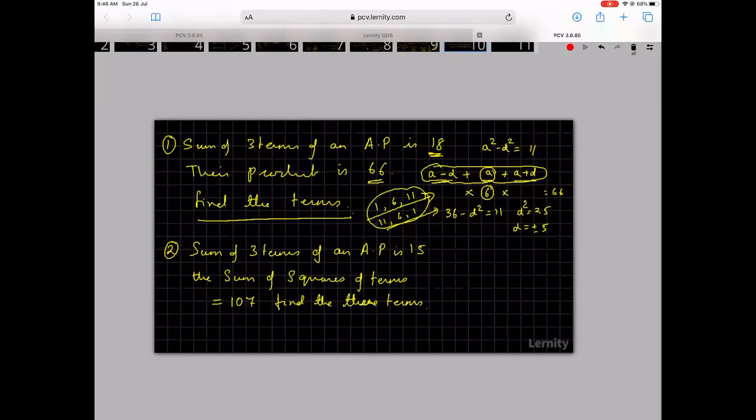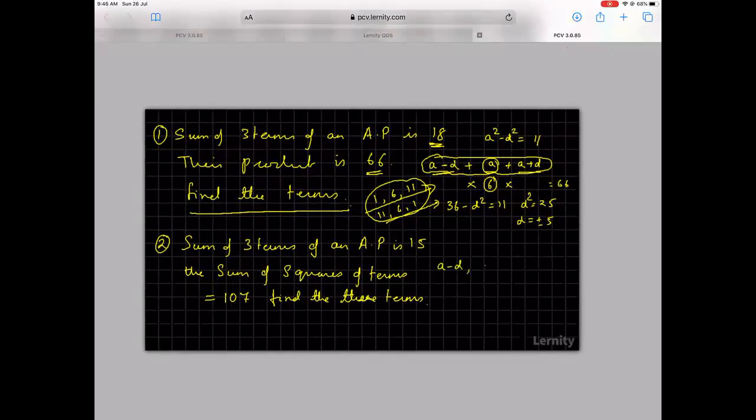So again, take them as A minus D, A, A plus D. Okay, so when you add them, you'll get 3 times A is equal to 15. So A is equal to 5. Once you get A is equal to 5, now (A minus D) the whole square plus A square plus (A plus D) the whole square, that is the sum of the squares of the terms, is equal to 107.